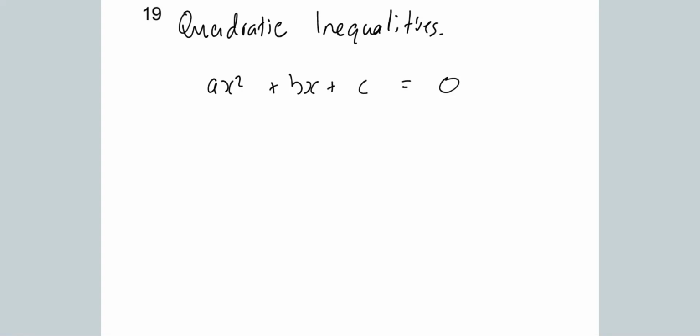Hello everybody. So far we've looked at quadratic equations and how to solve them. In this video we're going to have a look at quadratic inequalities. And inequalities are just different kinds of relationships. So here's the general quadratic equation, ax squared plus bx plus c equals 0.